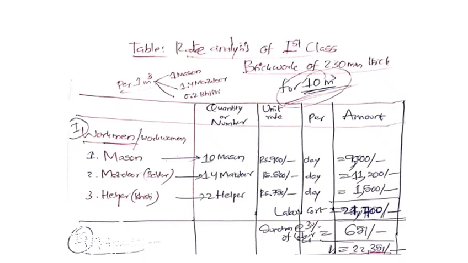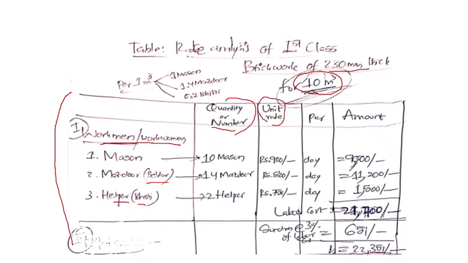So this table is the rate analysis of brickwork, 230 mm brickwork. It is the total volume of brickwork, 10 meter cube. So this is the rate analysis table. First we calculate workman. Workman includes mason, mazdoor and helper. Mazdoor may be a builder, and also a helper. This column is the quantity or number of quantities, then the unit rate based on the present market rate, and then the amount, the total amount.